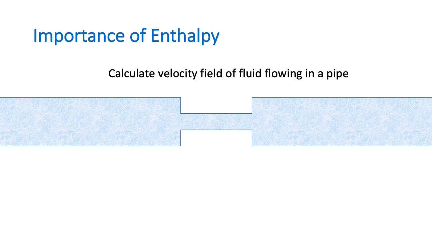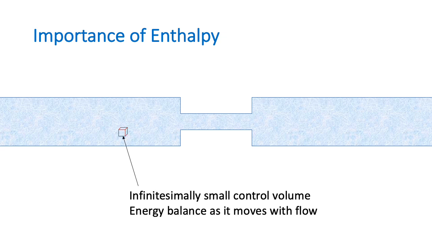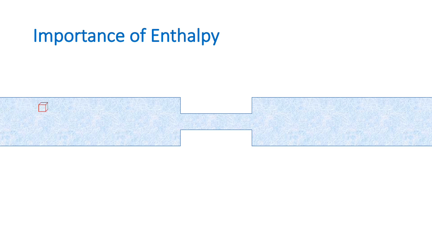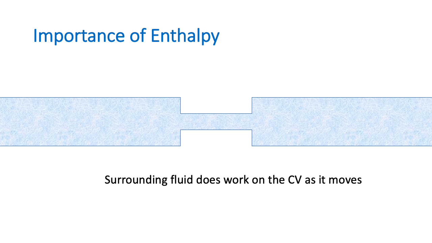The advantages of using the enthalpy will become very evident when you do courses in fluid mechanics or heat transfer. So if you want to calculate, for example, the velocity field of fluid flowing in a pipe, what you would do is you would take an infinitesimally small control volume and do an energy balance on it as it moves along with the flow. Now, as it moves along, the surrounding fluid does work on that control volume, and the pressure varies in the flow field.